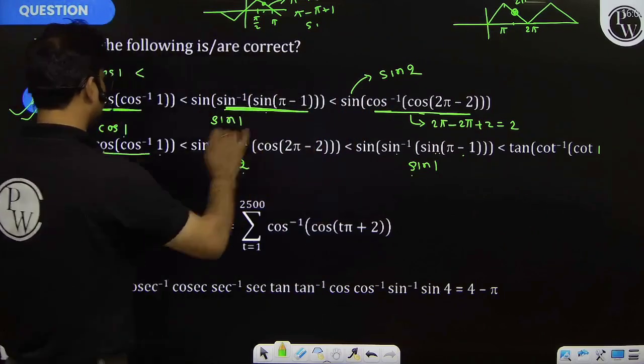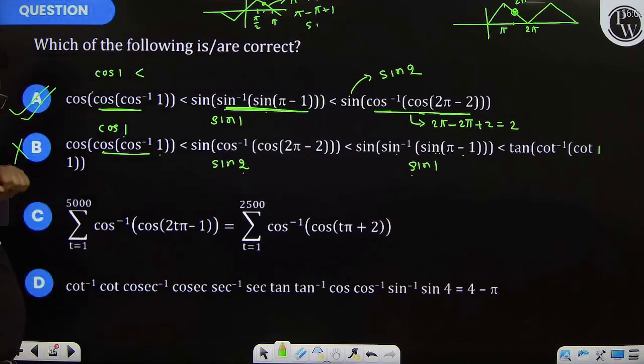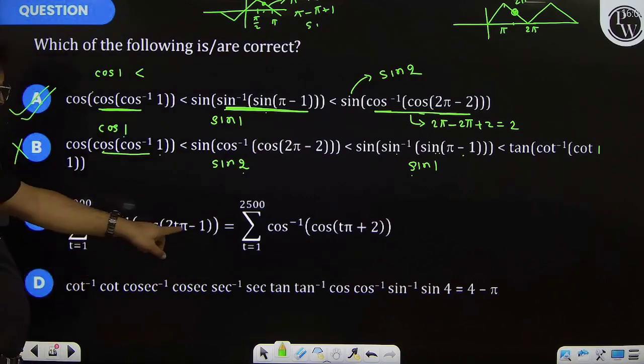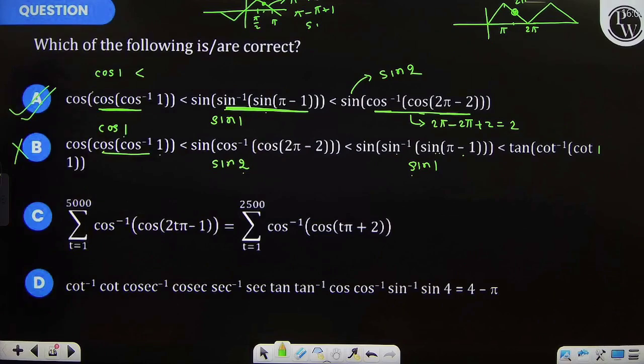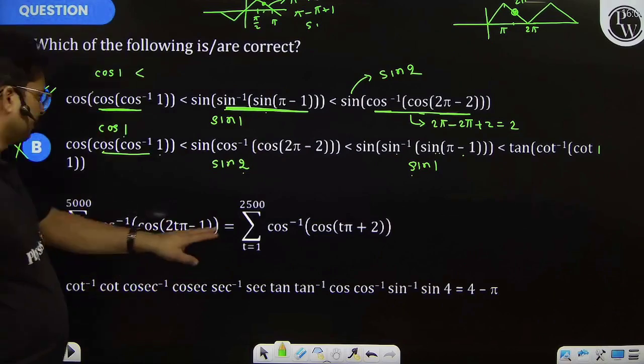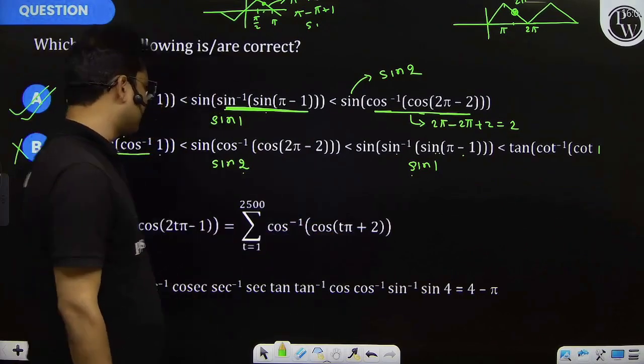Earlier we have seen. Come to this point. Cos inverse cos of 2t pi minus 1. And this cos inverse cos of t pi plus 2.